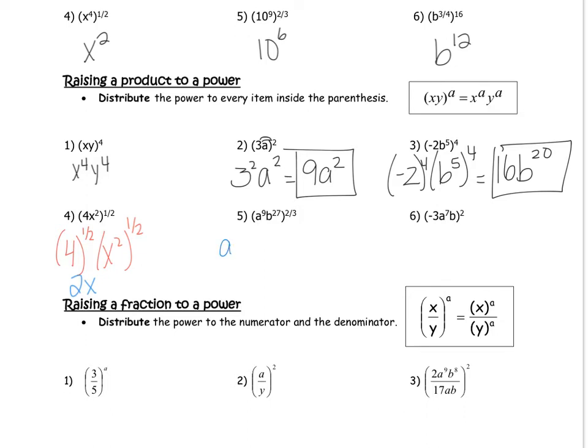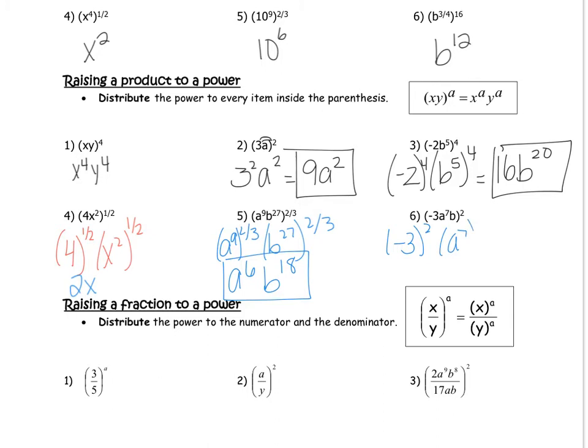Alright, so number 5 should be a to the 9th to the 2/3, b to the 27th to the 2/3. Then all you needed to do was multiply these two things together. So a to the 9th to the 2/3 is a to the 6th, b to the 18. And number 6, you should have done negative 3 squared, a to the 7th squared, and b squared. Now negative 3 squared is 9. 7 times 2 is 14, so a to the 14 and b squared.